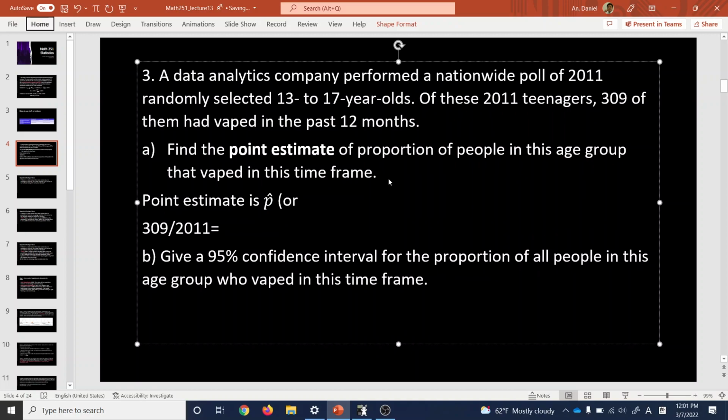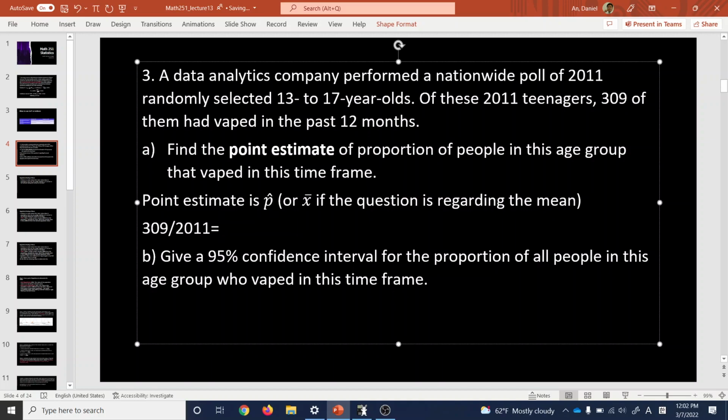Or the x bar, if the question is regarding the mean value. Okay, so here the point estimate is the proportion you get from the population.